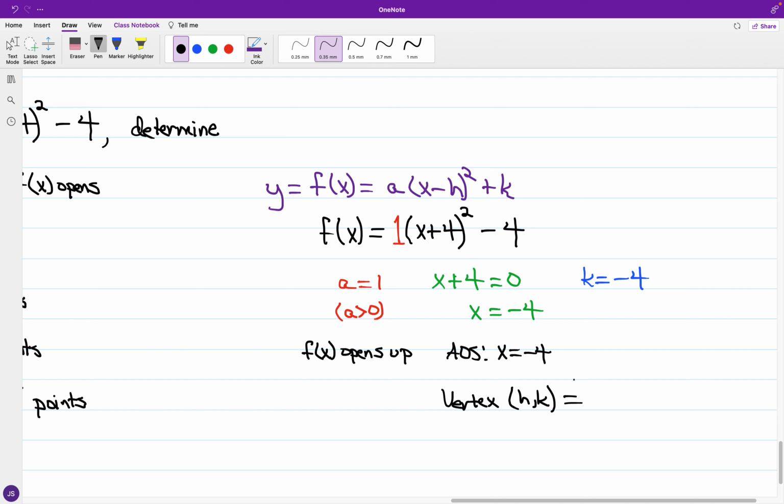And so the location of the vertex will be where both the x and y coordinates, or the h and k values, are the same. So we have negative 4, negative 4. All right, so you have these three components.